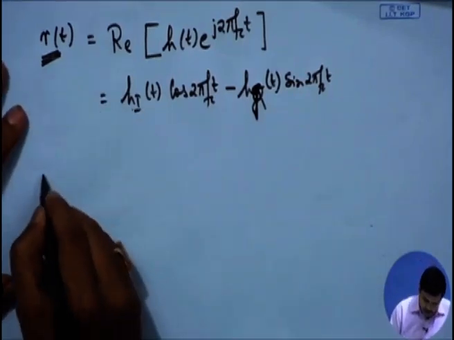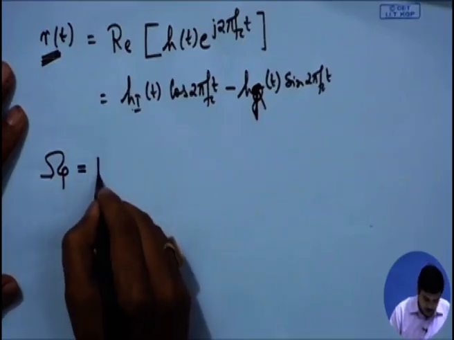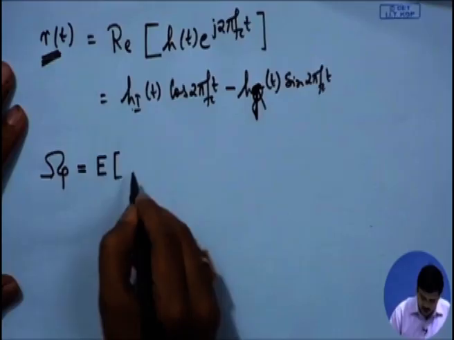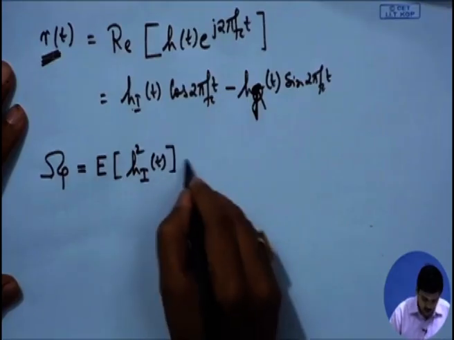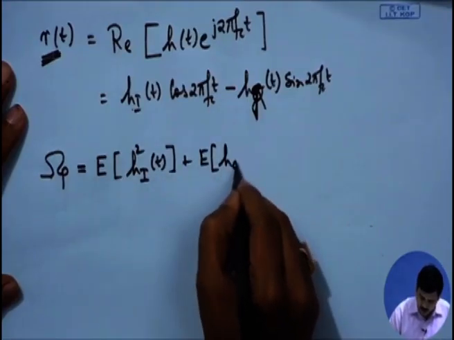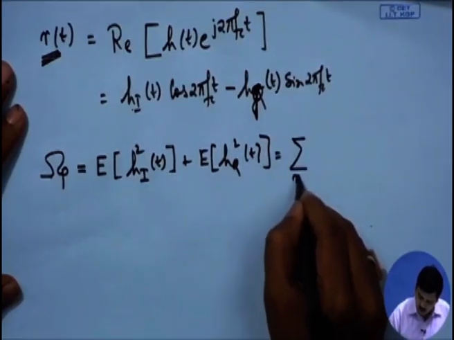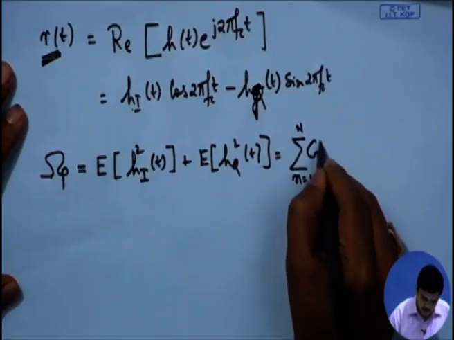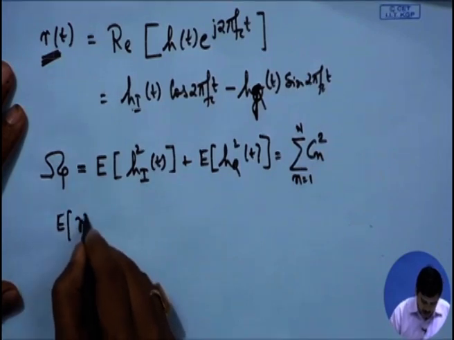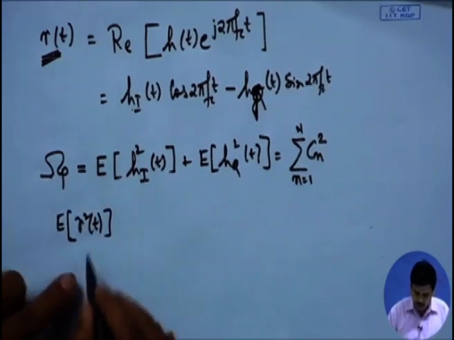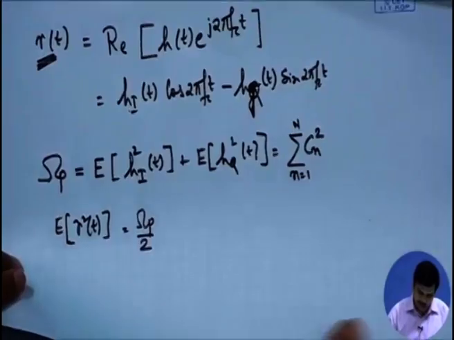With these, we also make the assumption that omega p is defined as the total received power, that is expected value of h I squared plus expected value of h q squared of t, which is equal to sum over n equals 1 to N of C n squared. And expected value of r squared of t, which is the passband signal, would be omega p by 2, because this is the power in the passband.